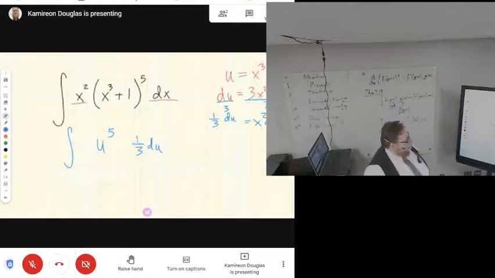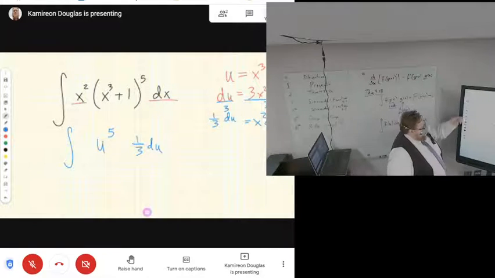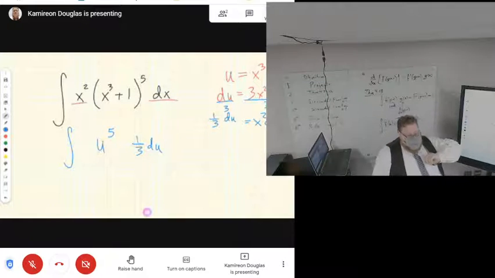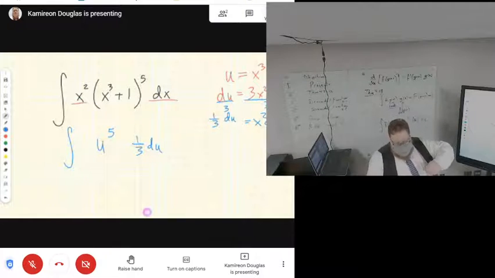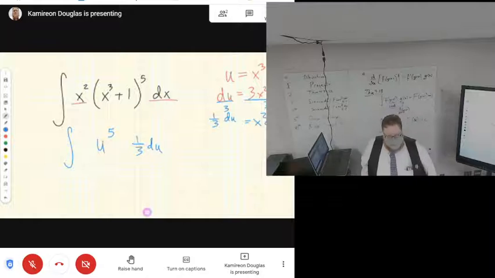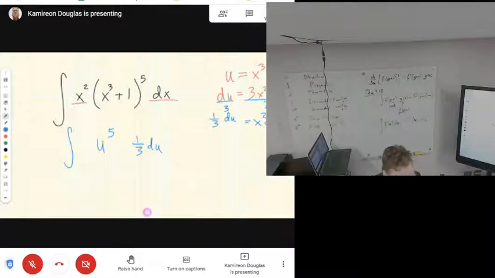Now, according to a theorem, that 1/3 is a constant. I can actually pull that out to the front. And now I have a power rule problem. So even though the derivative was not exactly in the problem, we can algebraically get it into the problem. This is fine as long as it's only separated by a multiple of a constant. Just rearrange, use an algebraic manipulation to get that number to be the right number.